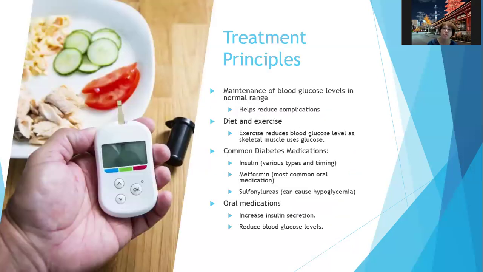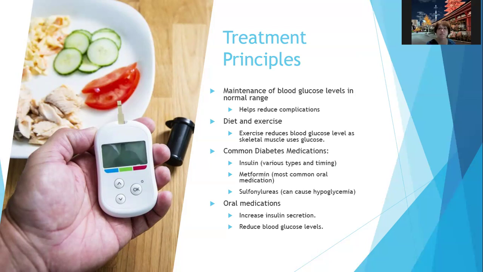So we want to maintain blood glucose levels in a normal range to help reduce complications. Diet and exercise, of course. Exercise reduces blood glucose level because skeletal muscle uses glucose. And exercise can take the place of insulin for escorting glucose into those skeletal muscle cells, which is lovely.